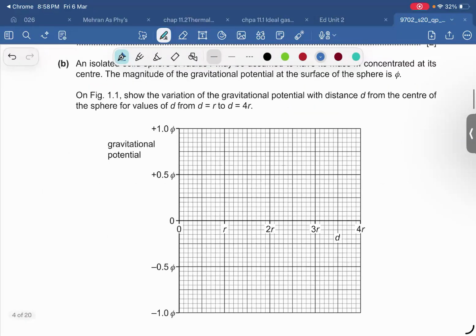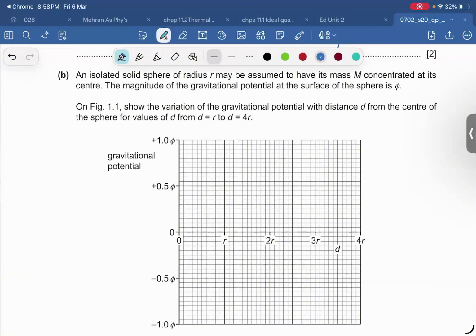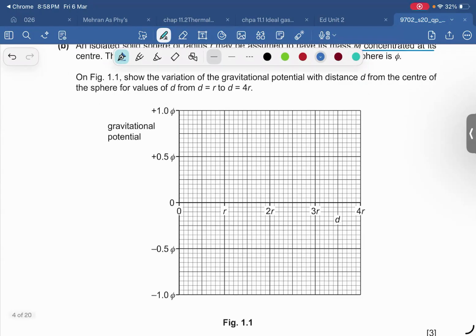Please read the question. An isolated solid sphere of radius r may be assumed to have its mass concentrated at the center. The magnitude of the gravitational potential at the surface of the sphere is phi. On figure 1.1 show the variation of the gravitational potential with distance d from the center of the sphere for values of d from r to 4r. Any idea? It's a negative graph because phi is minus GM over r. Very good.